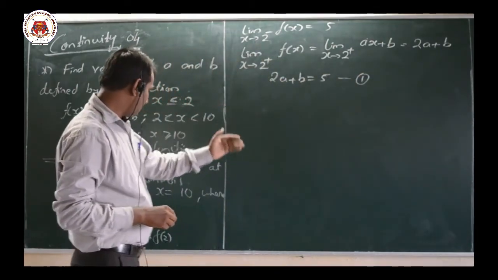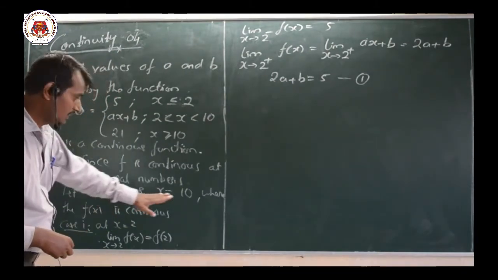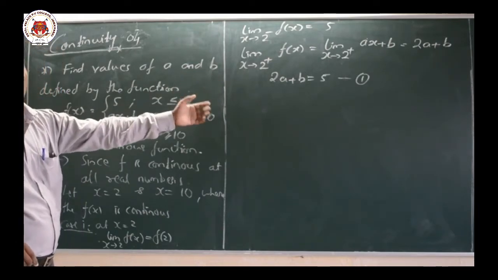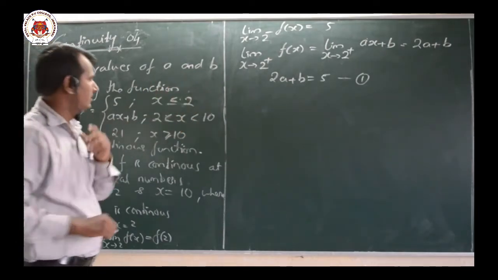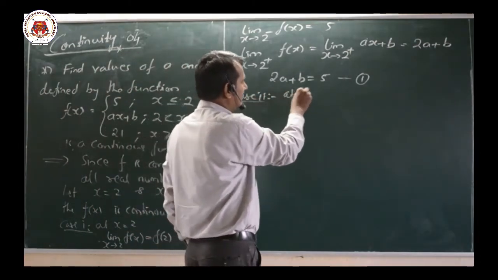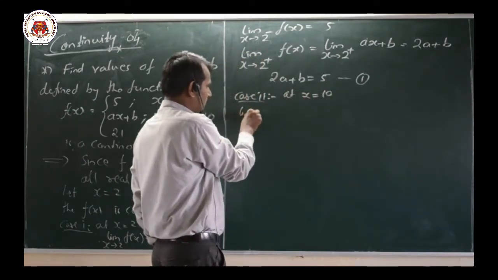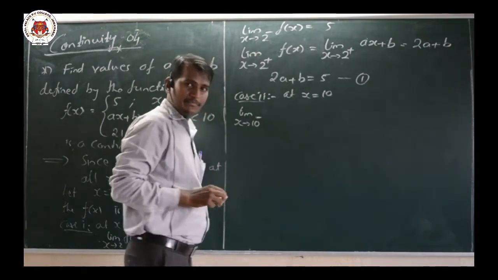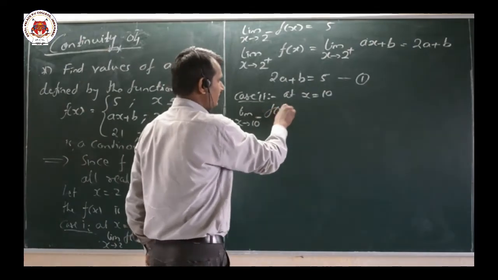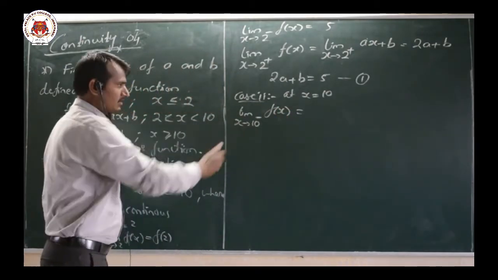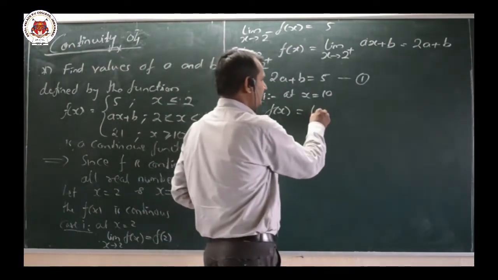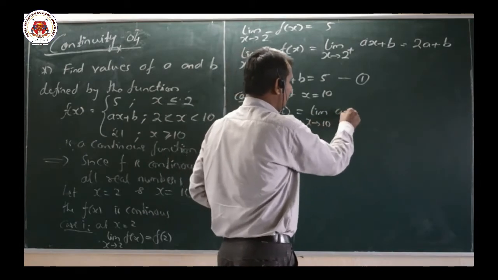Now similarly, since f of x is continuous at x equal to 10, we will get another linear equation, and we can solve the simultaneous linear equations to find the values of a and b. Now case 2, at x equal to 10. Let us move on with the limit as x tends to 10 minus, that is the left hand limit, for x less than 10. For x less than 10 the function is ax plus b, that is the limit as x tends to 10 of ax plus b.